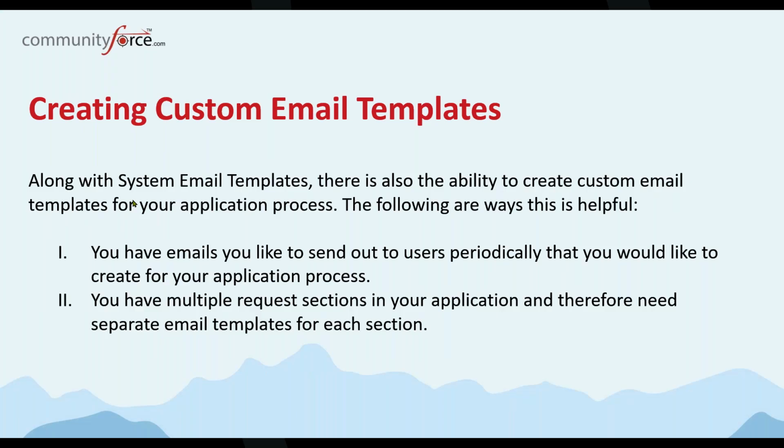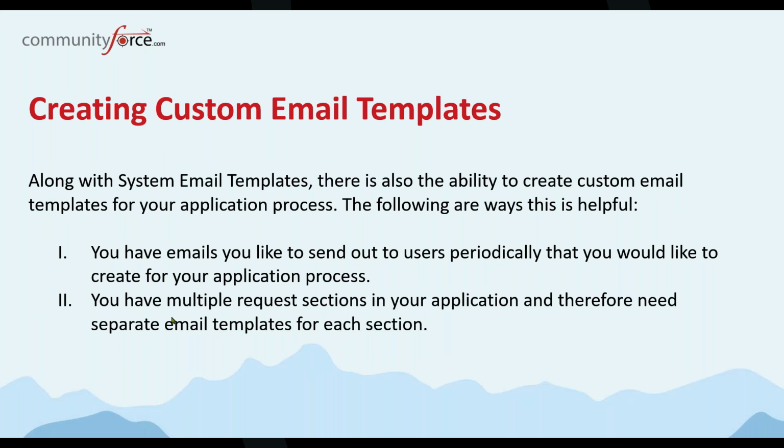You need a different email. Those types of emails are called nomination request section emails, and they have a specific template that you need to select when creating them. So we're going to talk about both of these types of emails, just general emails in general, and then emails that are tied to request sections. How do you create those templates?